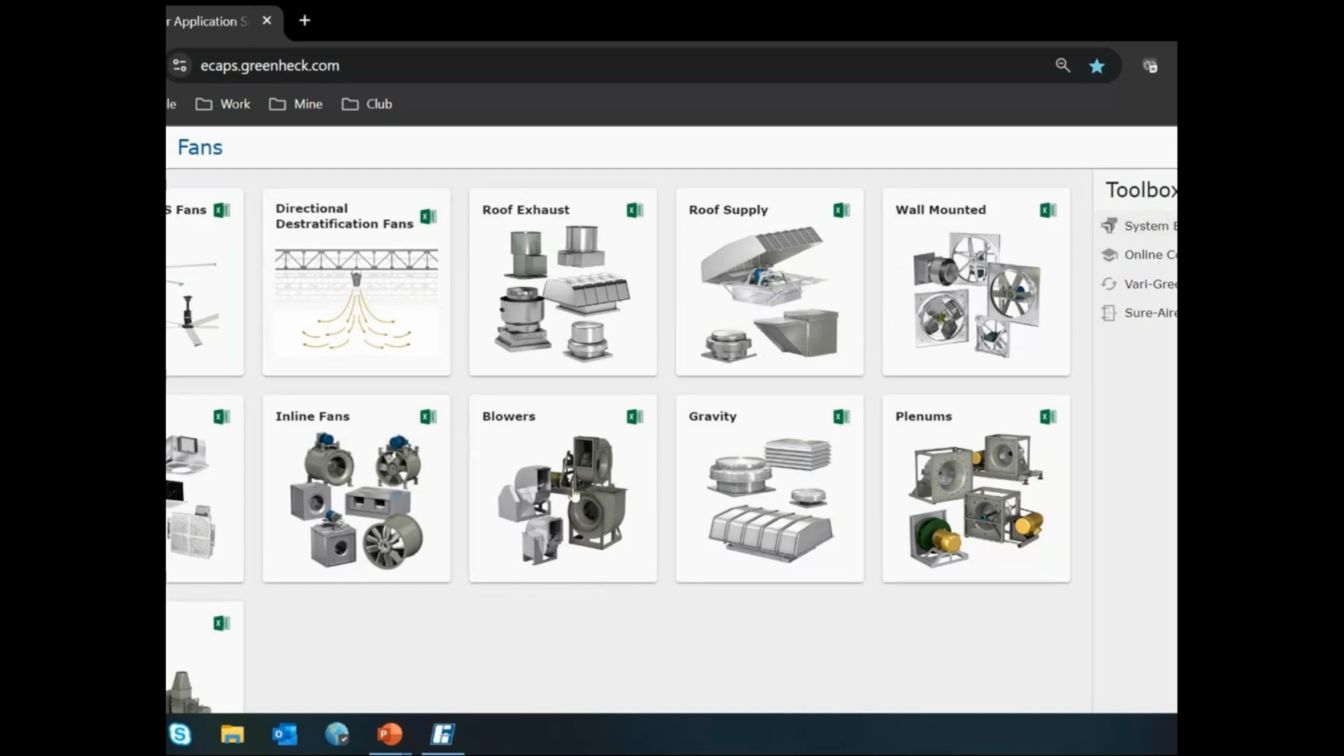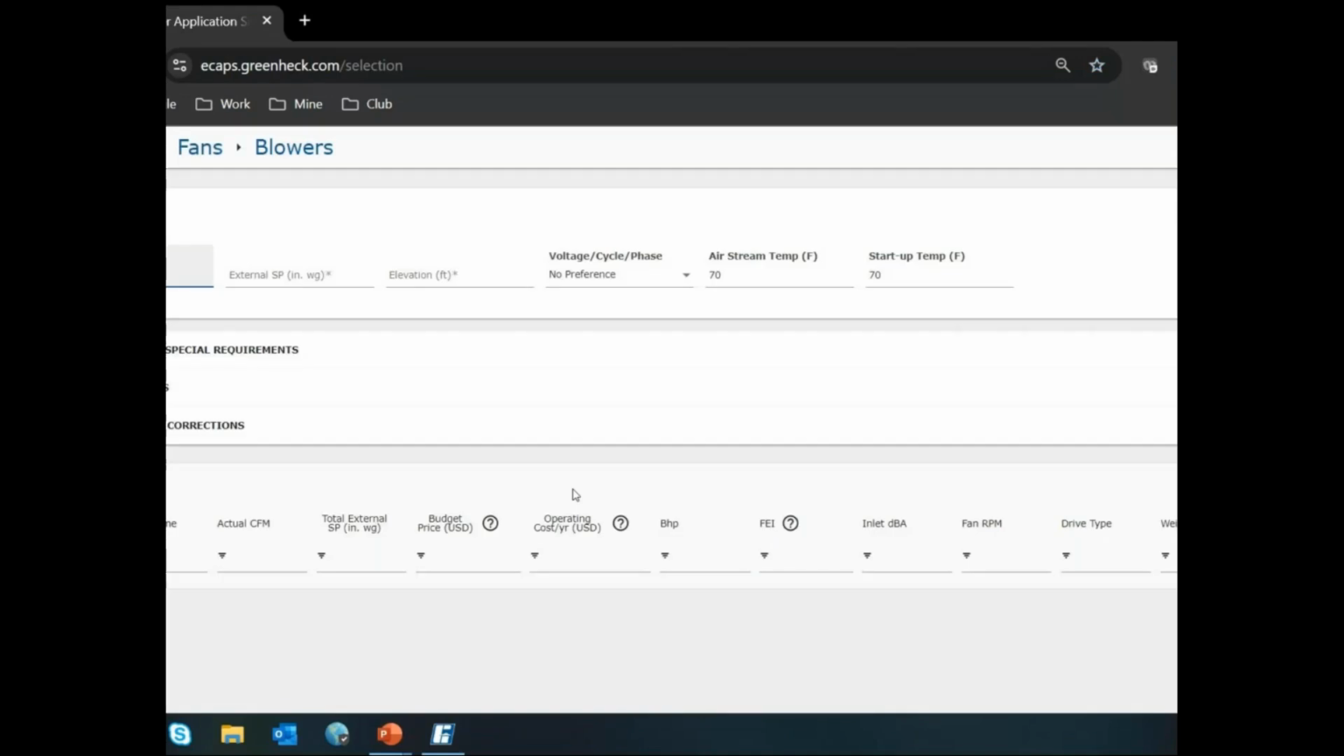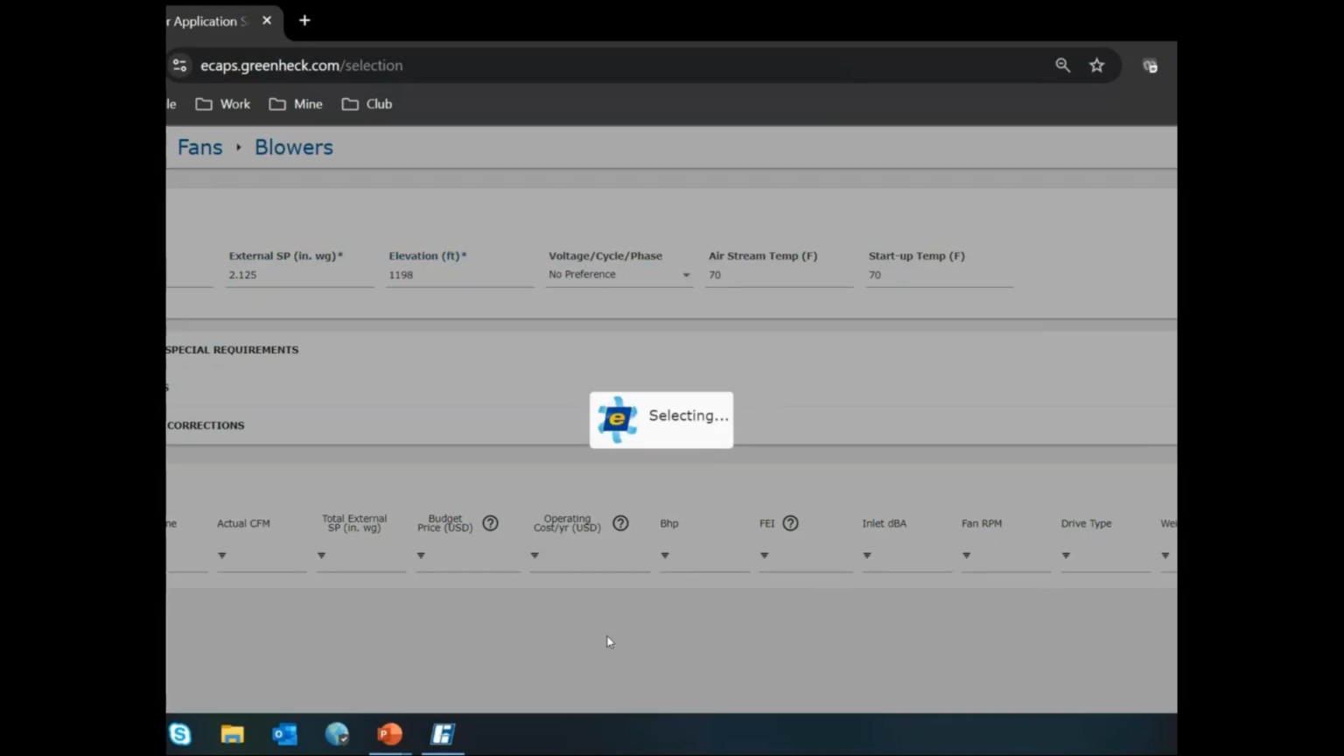All right, blowers. Here, pick a blower. And I'm going to pick a blower at, say, 80 to 50 at 2 1/8 inch static pressure, still in Wisconsin. That'll go through and make that.